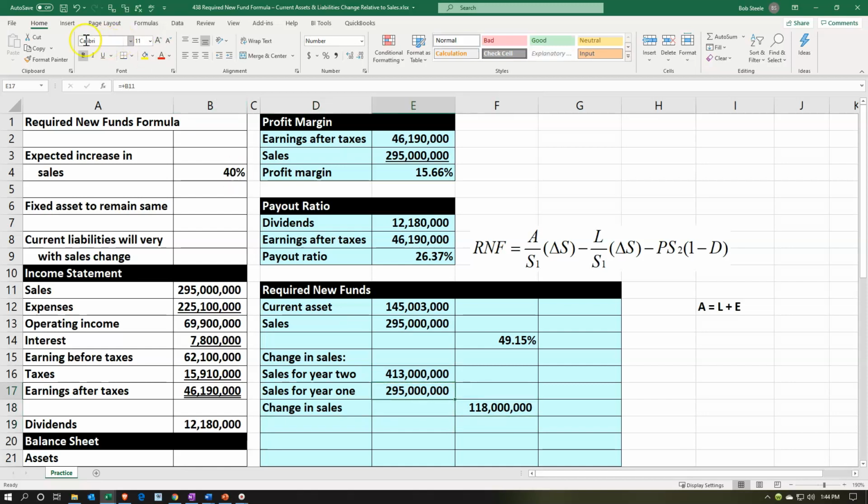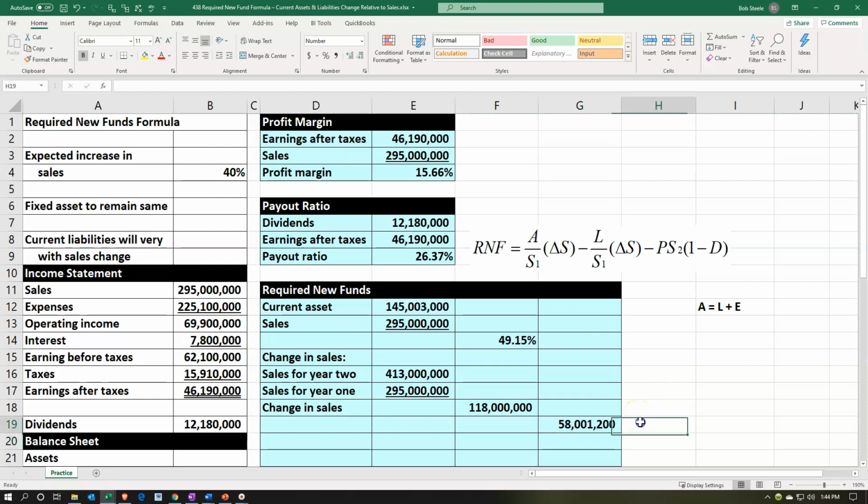Let's put an underline here. Home tab, font group, underline. Then I'm going to pull this into the outer column, just multiplying these 2 cells out. This will then be equal to the 49.15 times the 118, and that's going to give us our change.